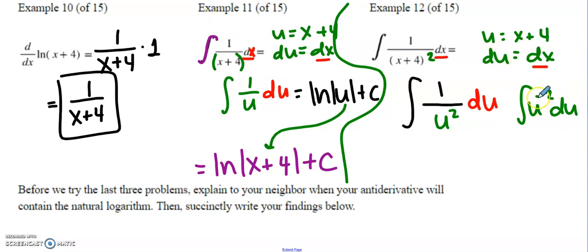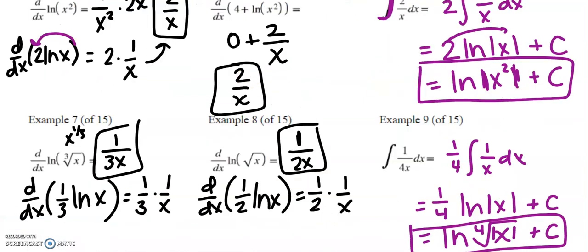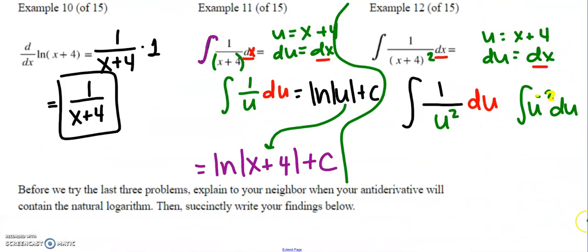Because remember, negative 2 is right here on the number line. That's not a problem for me, right? I can take the antiderivative of that using the power rule. It's only when the n is negative 1 as your exponent that we have to use that natural log rule. So this one, Mr. Lakin, being sneaky, we're just going to use the power rule.